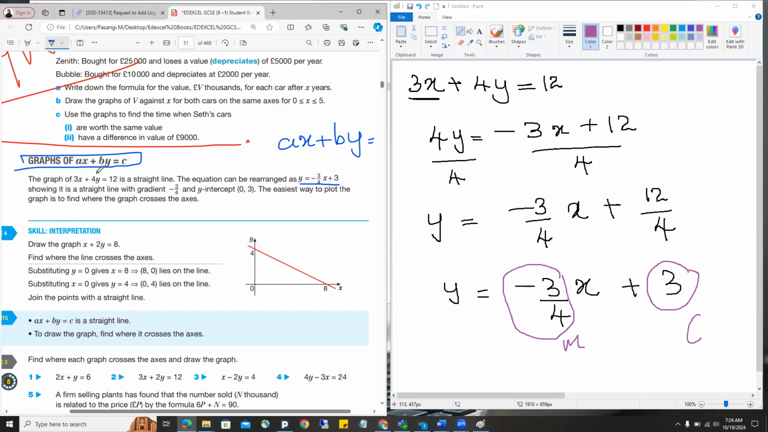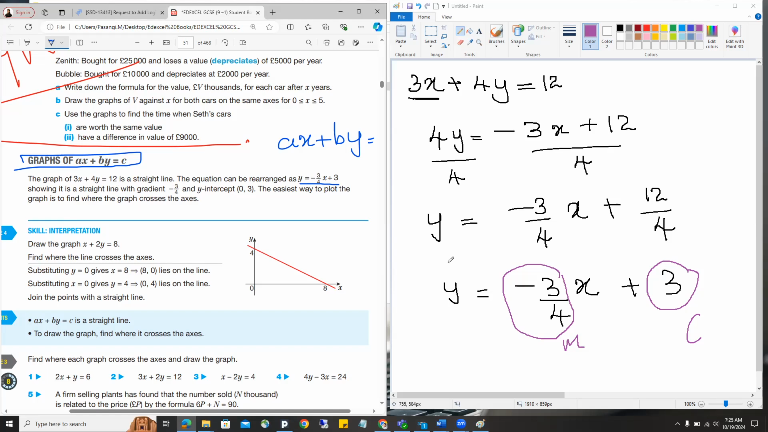Okay, so here the graph of 3x plus 4y equals 12 is a straight line, and the equation can be rearranged as y equals minus 3 over 4 x plus 3, showing it is a straight line with gradient. Gradient is what? Gradient is minus 3 over 4. And what is the intercept? Intercept is 3. Is that clear?